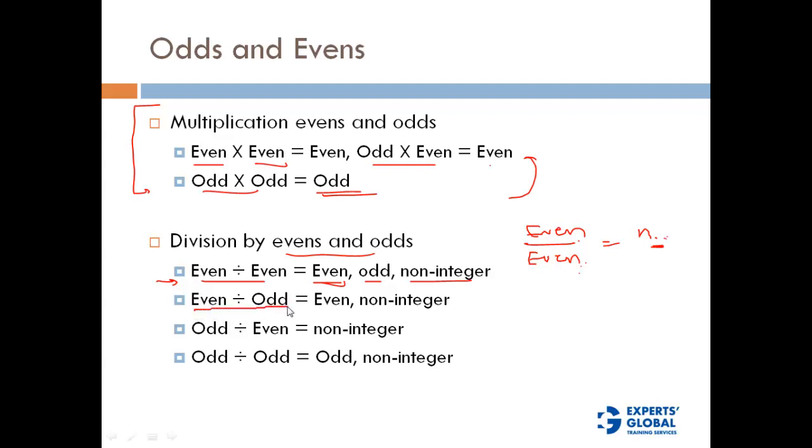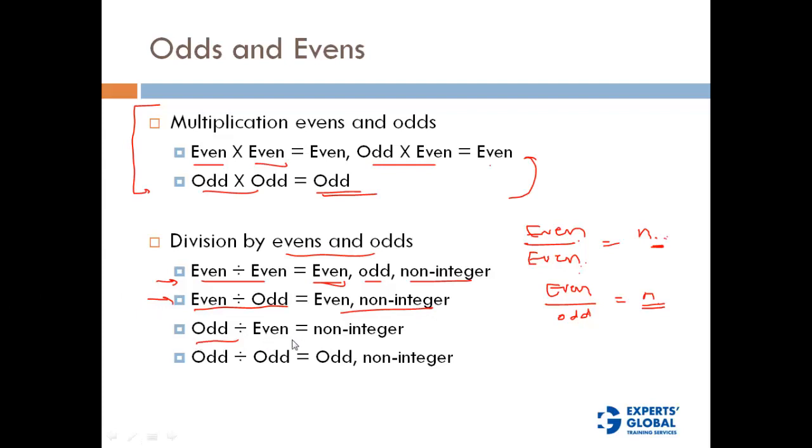Even divided by odd. What can we say about this number? It cannot be odd, because if it was odd, it would have been odd times odd, which would have given us odd. So this number can be even, and it can be a non-integer also.